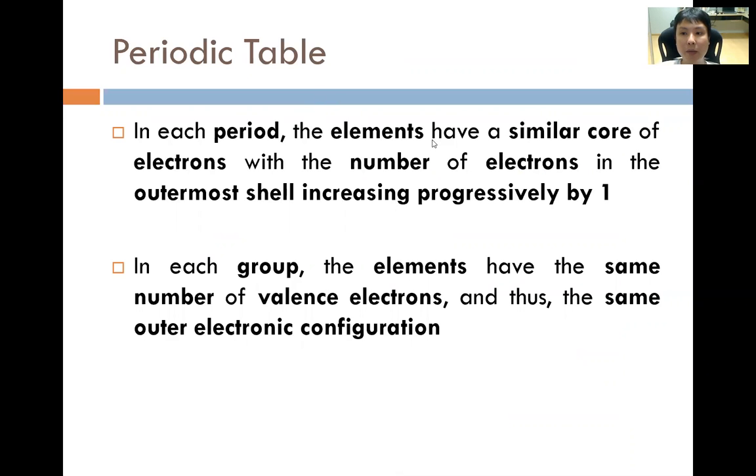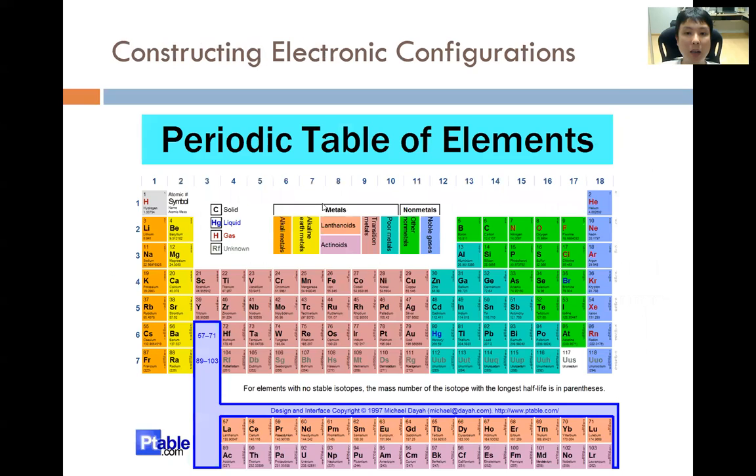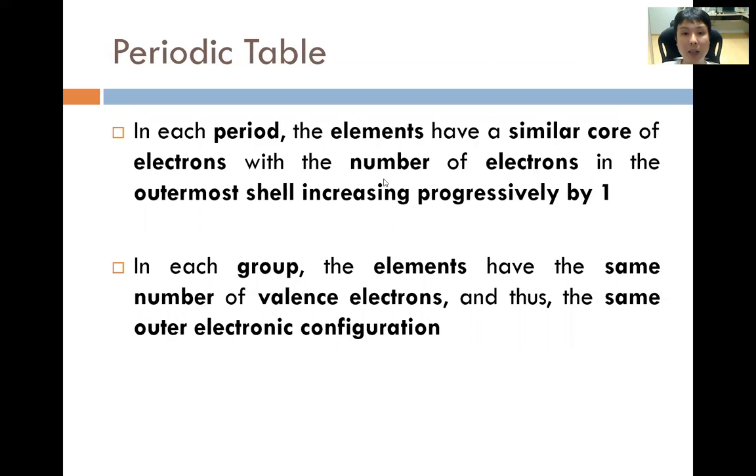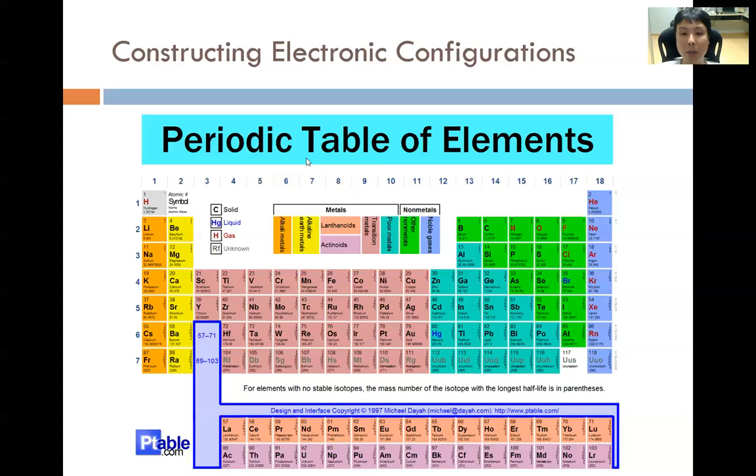In each period, the elements have a similar core of electrons with the number of electrons in the outermost shell increasing progressively by 1. Let me discuss this for a while. For hydrogen, the number of protons is 1, and since it's electrically neutral, it will have only 1 electron. Helium has 2 protons, so 2 electrons. As you can see, the number of electrons also increases progressively by 1. But specifically, it is the number of electrons in the outermost shell that increases progressively by 1 when you go across a period. To discuss this better, we have to talk about how we construct electronic configuration first, and let me talk about that before returning to this point.